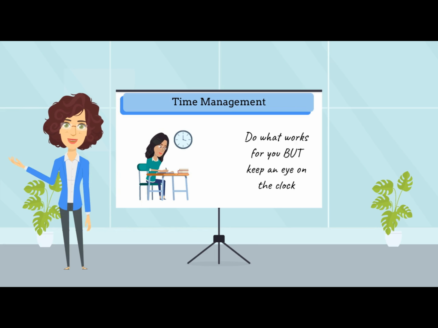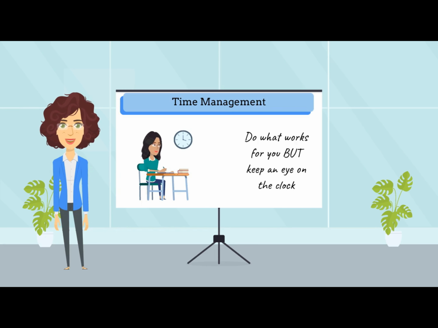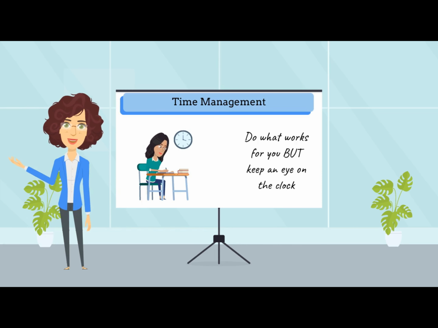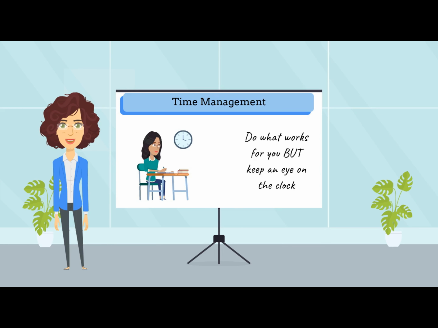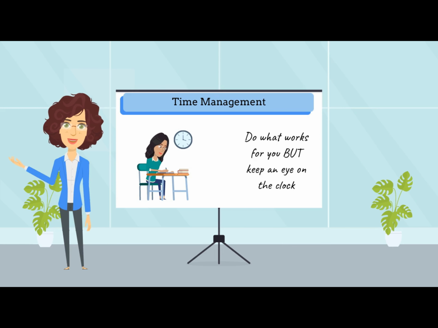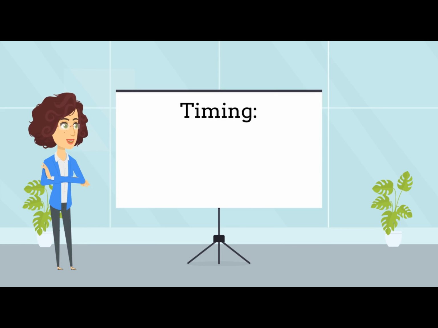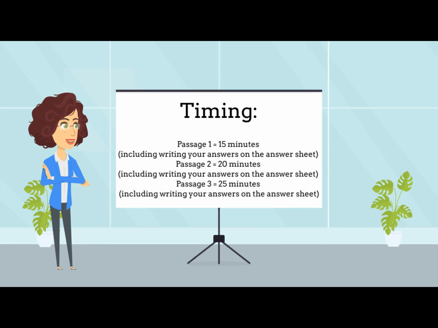Everyone attacks the questions differently. You do what works for you, not what the book says, but you must have a time limit for each passage, otherwise you run the risk of not finishing the test. Train yourself to do the test and write out your answers in under 60 minutes. The suggested timing for the text is on the screen and you should stick to this.